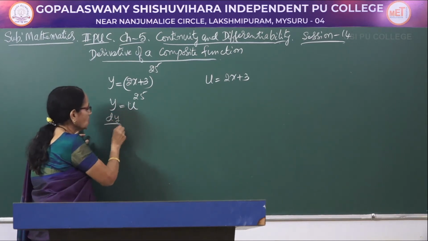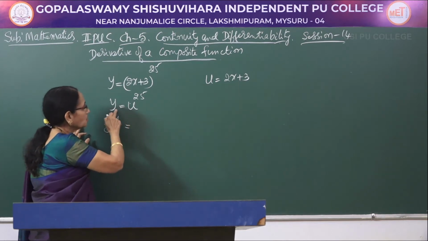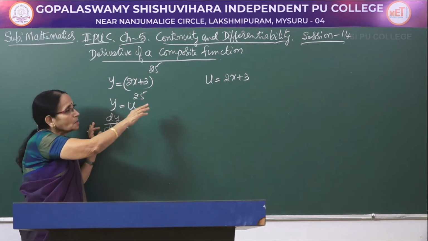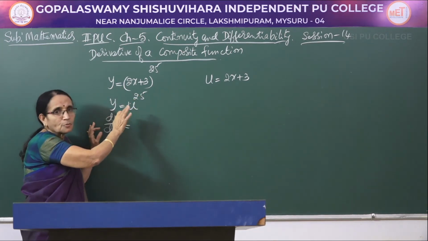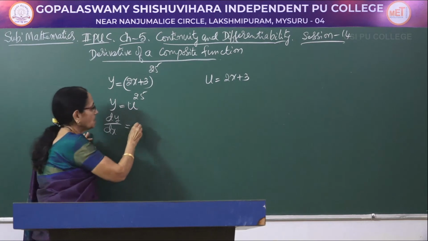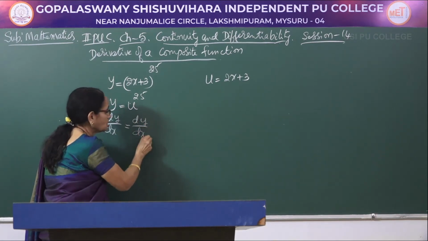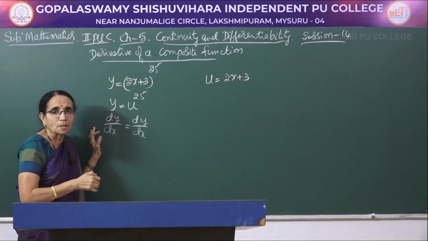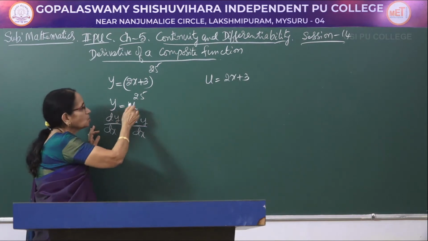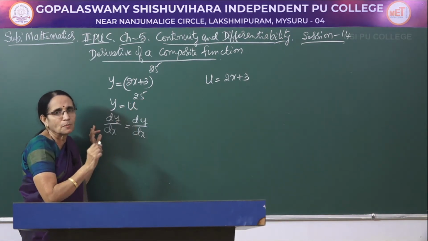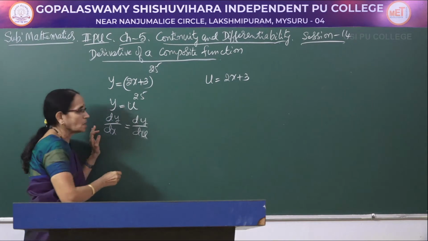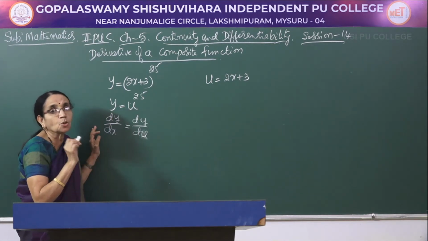Suppose you want to get dy by dx here. Because of the substitution, y is a function of u now, not directly in terms of x. That means y can be differentiated first with respect to u only, that is, you can write dy by du. Like x to the power 25, how do you write the derivative? 25 into x to the power 24, one less than that. Similarly, u to the power 25 means 25 into u to the power 24. So, that is what we write here, dy by du. That is, y has to be differentiated with respect to u here.